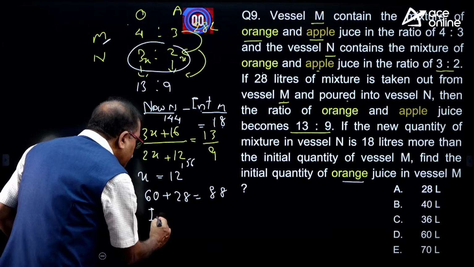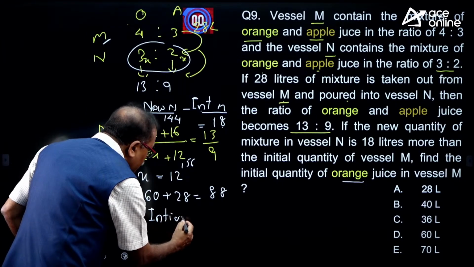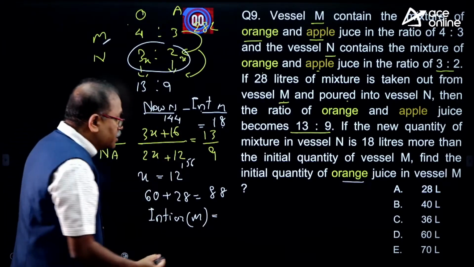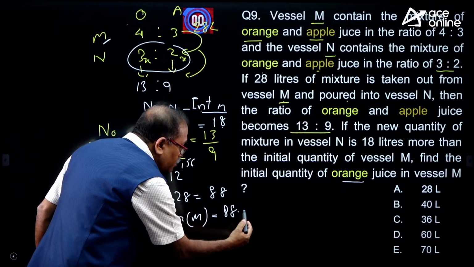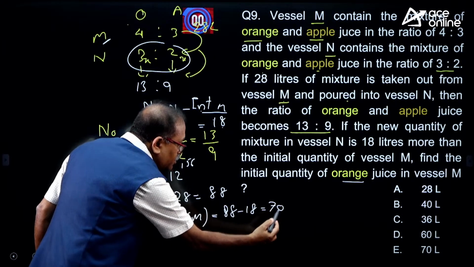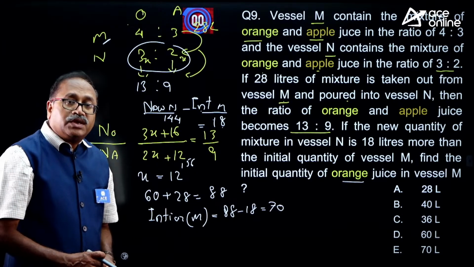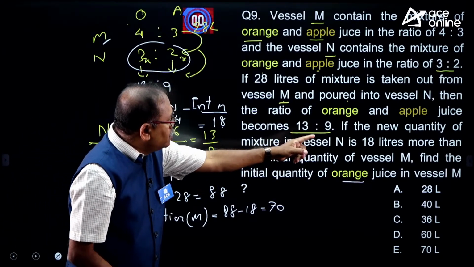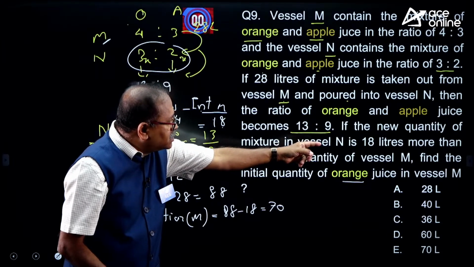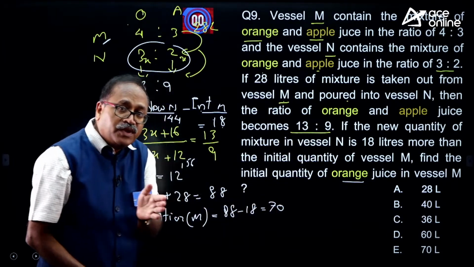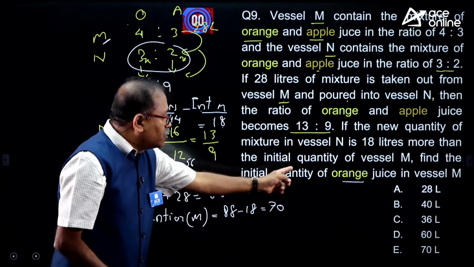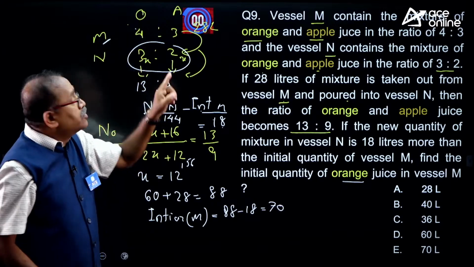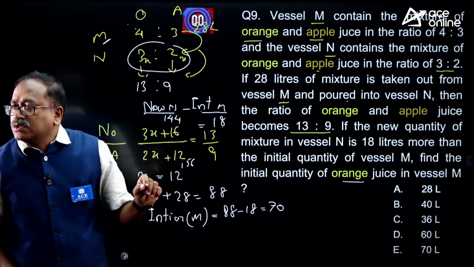So the initial value of M should be 18 subtracted from 88. So 88 minus 18 is 70, the initial value. Now, if you look at the question, it says that if the new quantity of the mixture in the vessel N is 18 liters more than the initial quantity of vessel M, find the initial quantity of orange juice. I got the total here. I need the 4 part out of 7 part. Come on, answer the question.